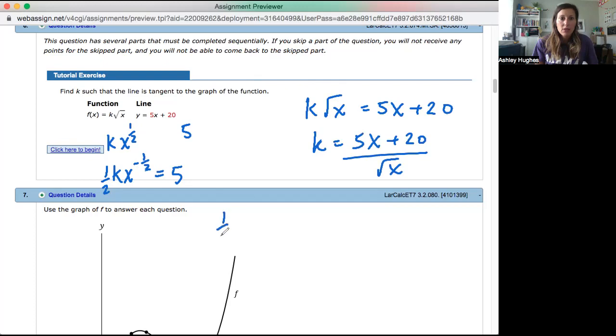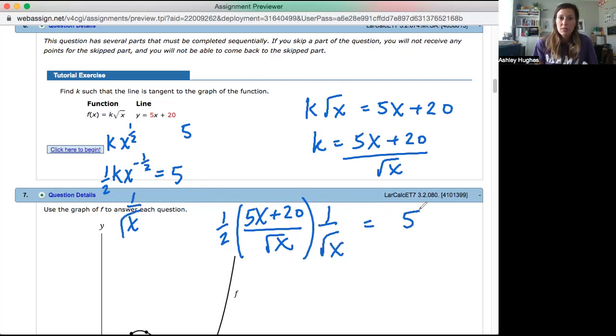So I have 1/2. If I plug in what k is, 5x plus 20 over root x, and then x to the -1/2 is 1 over the square root of x also. So I can put that in the bottom equals 5. What I did right here is I'm solving by substitution. I just thought it was easier for this particular problem. I set the functions equal to each other, and I set the derivatives equal to each other, because if you have two unknowns, you need two equations. So these are f's equal, and here is f primes equal.